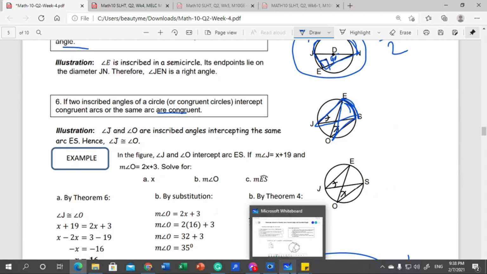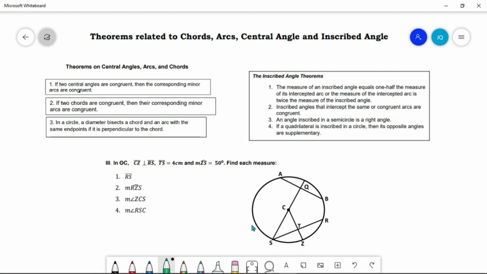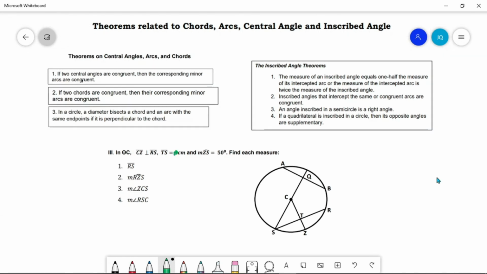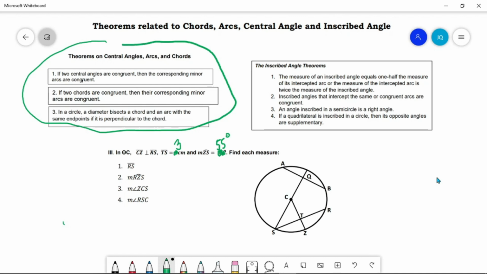And to see an example activity with that, I got this example from the SLHT that I have, but I'm going to change this 4 into, let's say, 3. I'm going to change 50 degrees to 55 because I don't want to give you the exact answer for your activity. I'm just going to be using another number, so you're going to be solving it on your own. So now we have the theorems on central angles, arcs, and chords, and the theorems on inscribed angles.